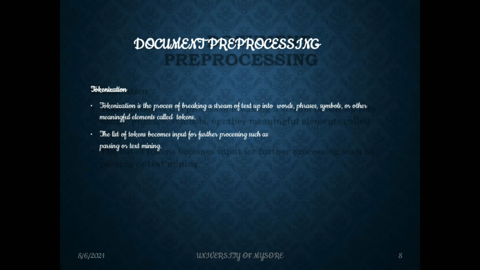Document pre-processing. Tokenization. Tokenization is the process of breaking a stream of text up into words, phrases, symbols, or other meaningful elements called tokens. The list of tokens becomes input for further processing such as parsing or text mining.